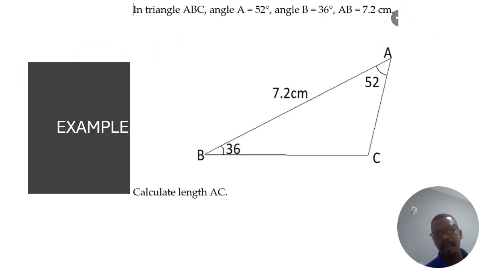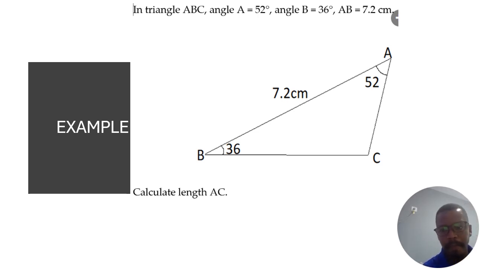Let's have an example. You see that is not a right angled triangle. And in this triangle, we have been given two angles, which is 36 and 52, and one side. Now the question is, how can we know that in this one we have to use sine rule? Remember, this is our sine rule.